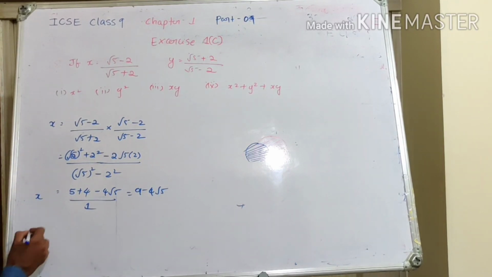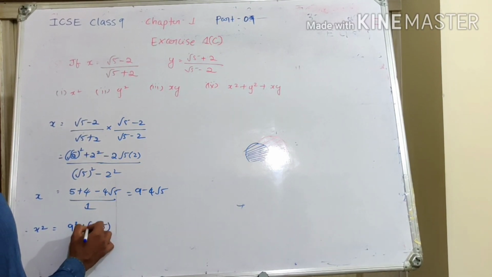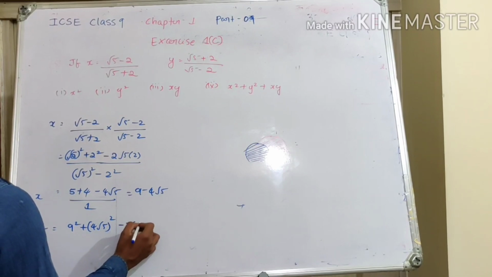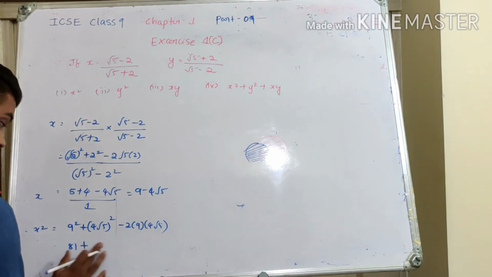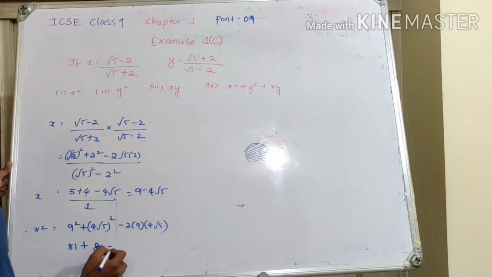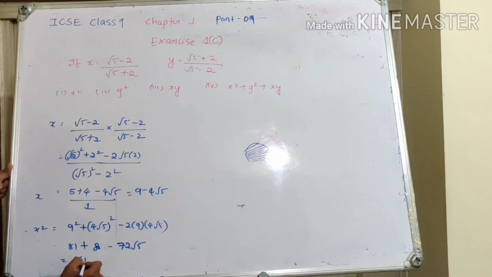Remember, what is x square? x square is 9 square plus 4 root 5 whole square minus 2 into 9 into 4 root 5. So we end up with 81 plus 16 5s are 80, minus 18 4s are 72 root 5. This will be 161 minus 72 root 5. That is x square.